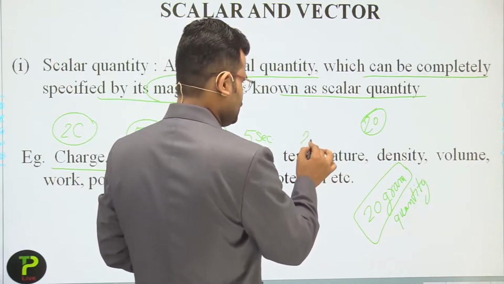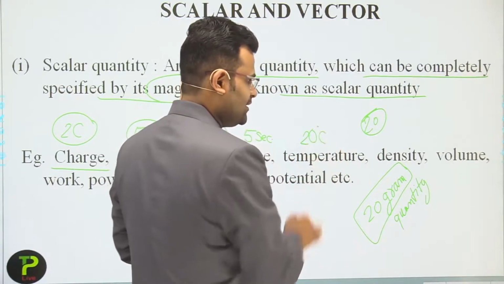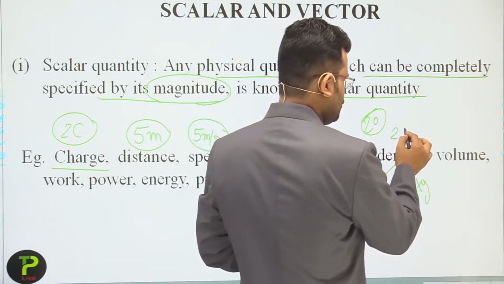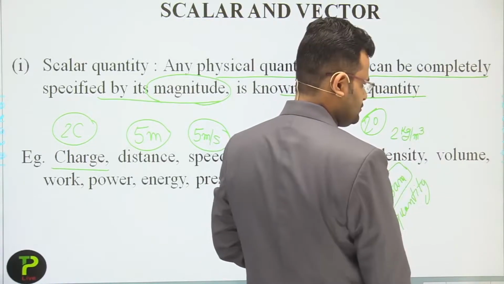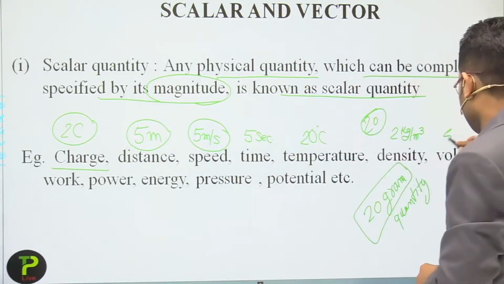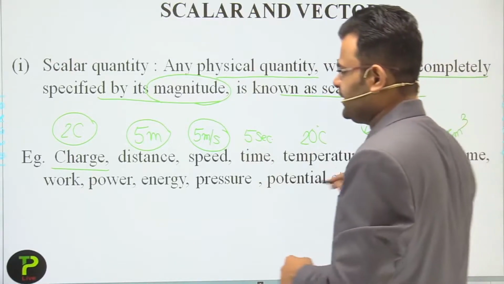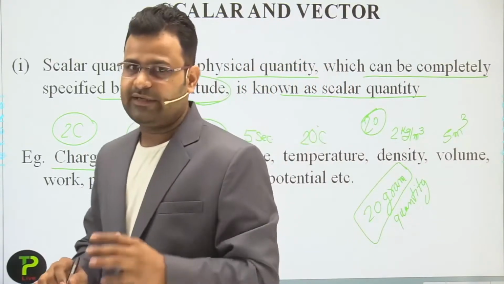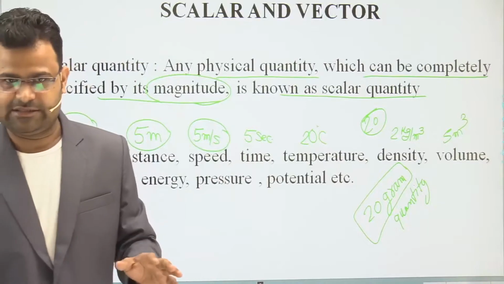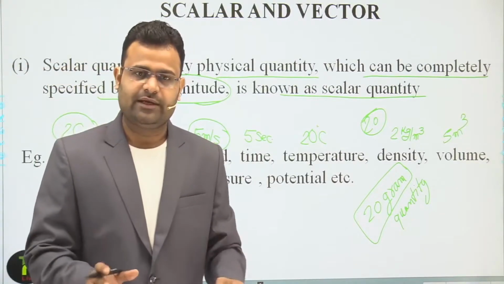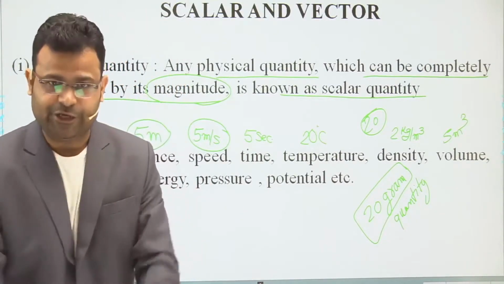Temperature 20 degree centigrade. Density 2 kilogram per meter cube. Volume 5 meter cube. All these quantities are scalar quantities; they don't depend on a direction. They have only magnitude.